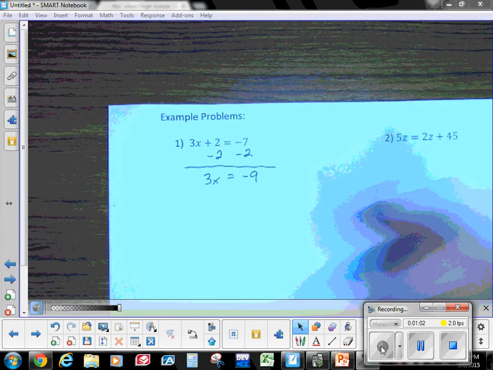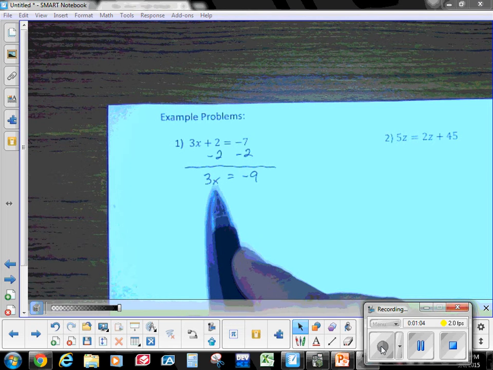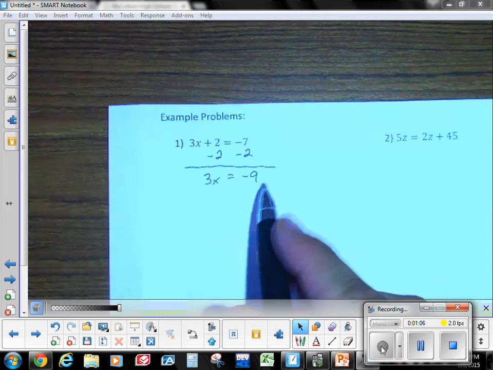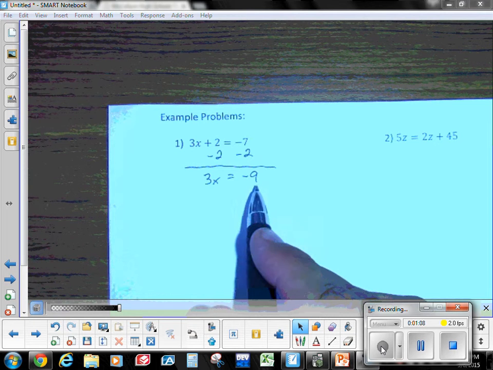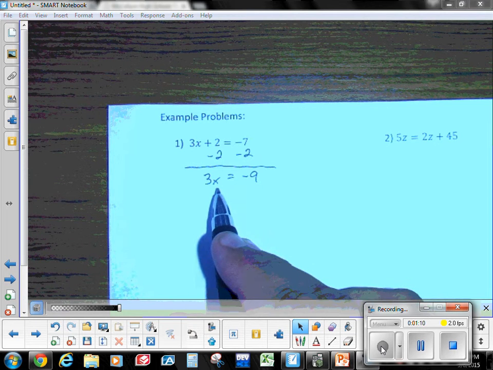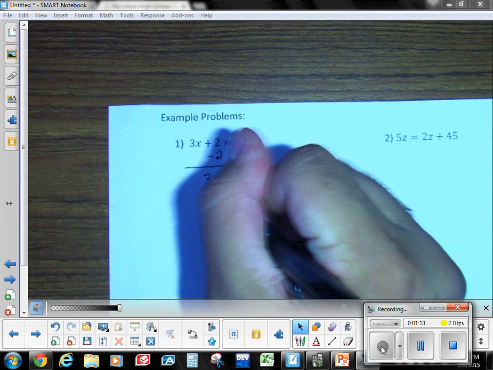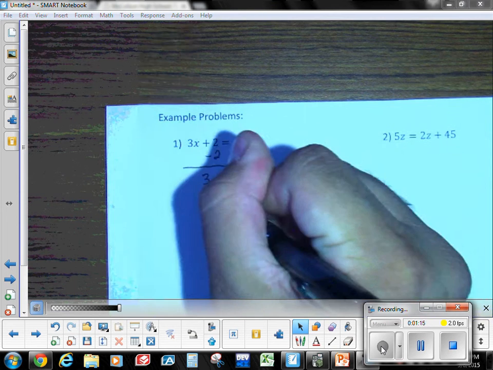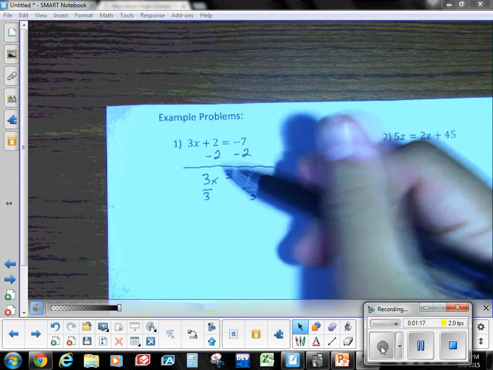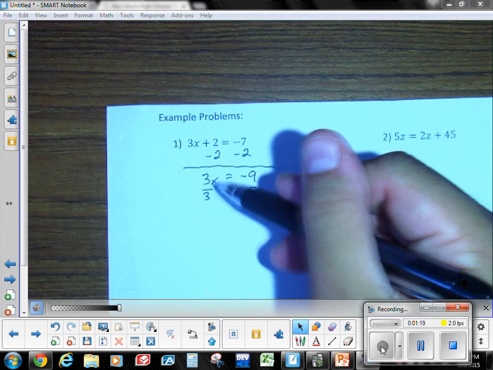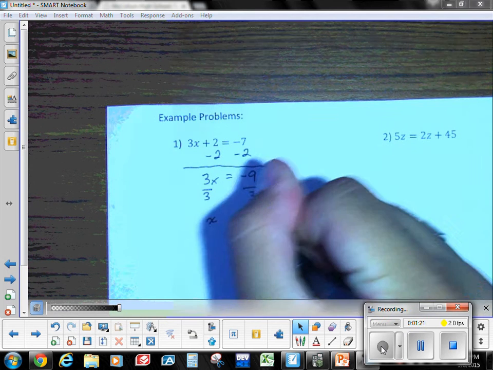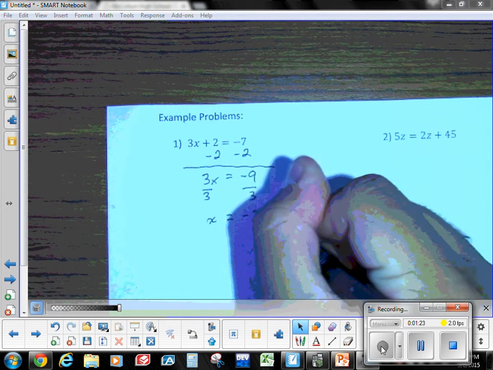And step 3 and 4 are complete. Variable on one side, all of the terms on the other. Last step, step 5, is always divide by the coefficient in front of the variable. It is 3. So every term gets divided by 3. And simplify, 3 divided by 3 is 1, or 1x, which is what we want, the variable x, and is equal to -3.